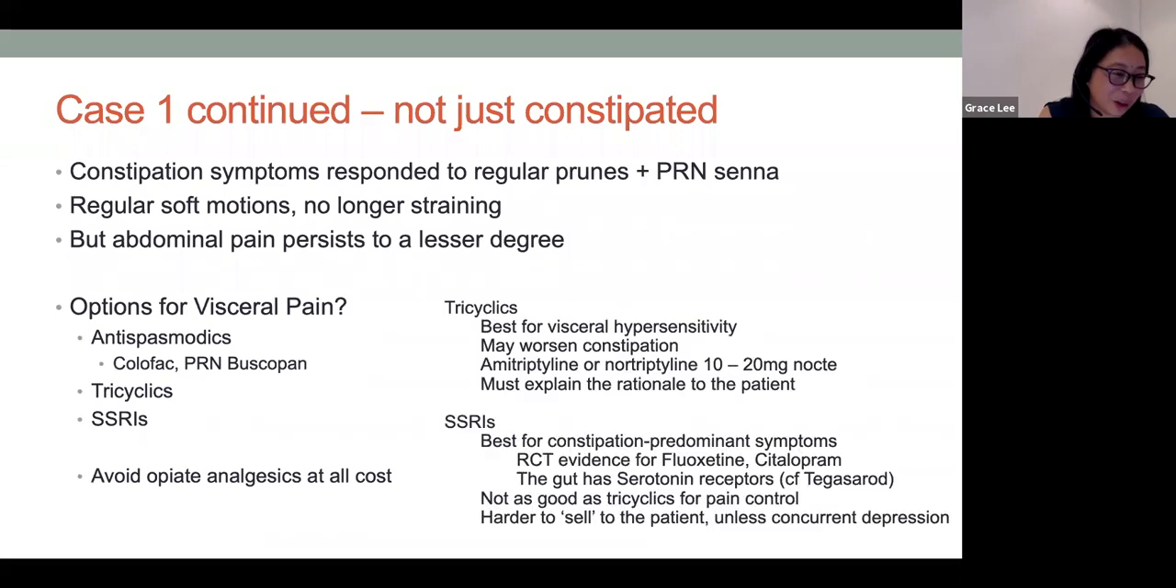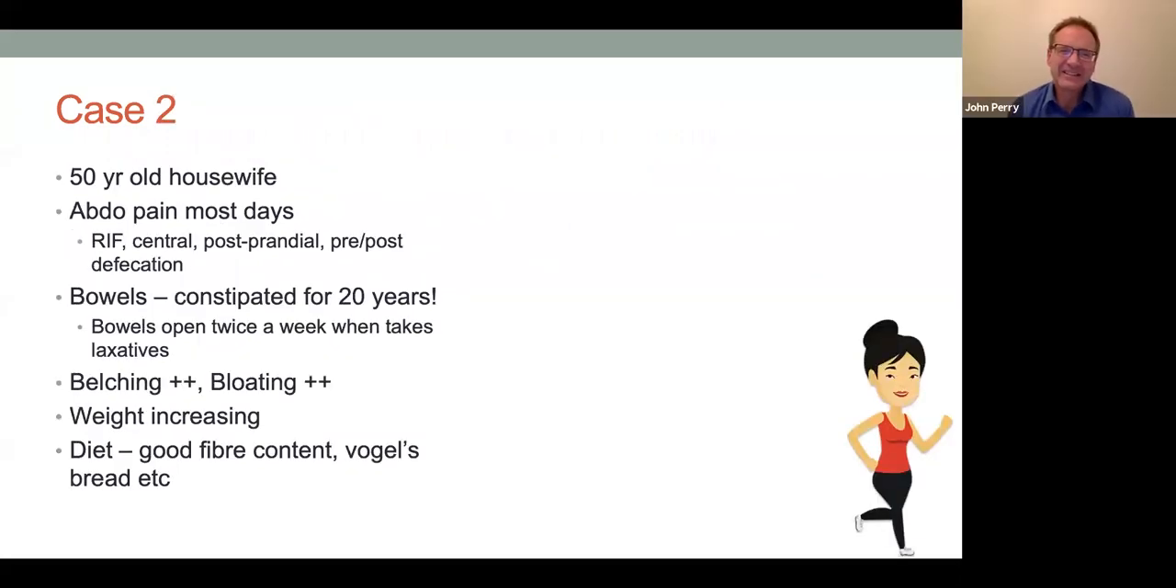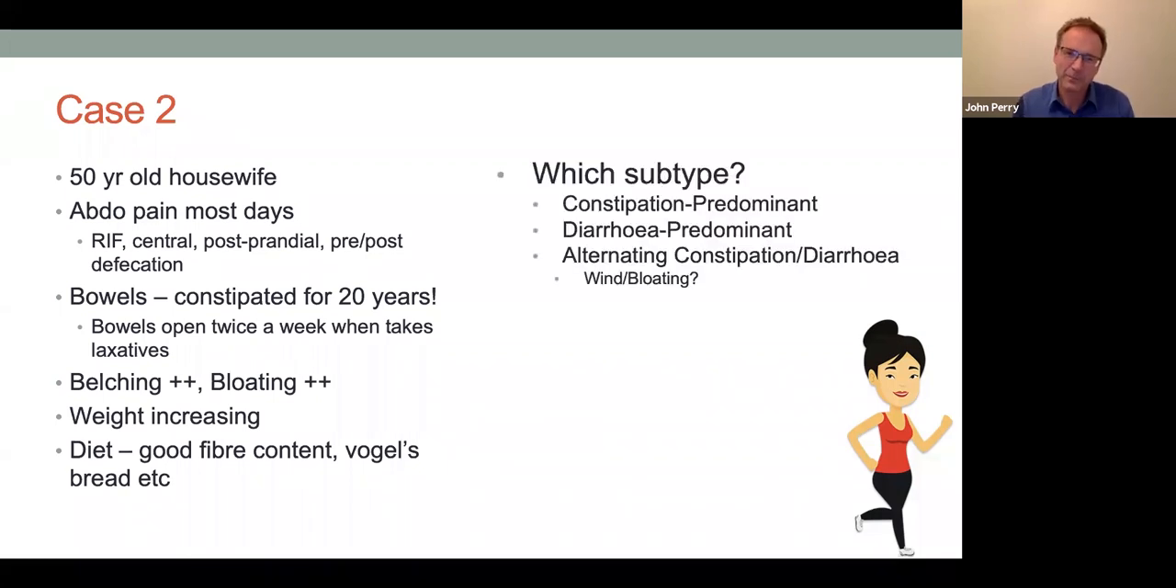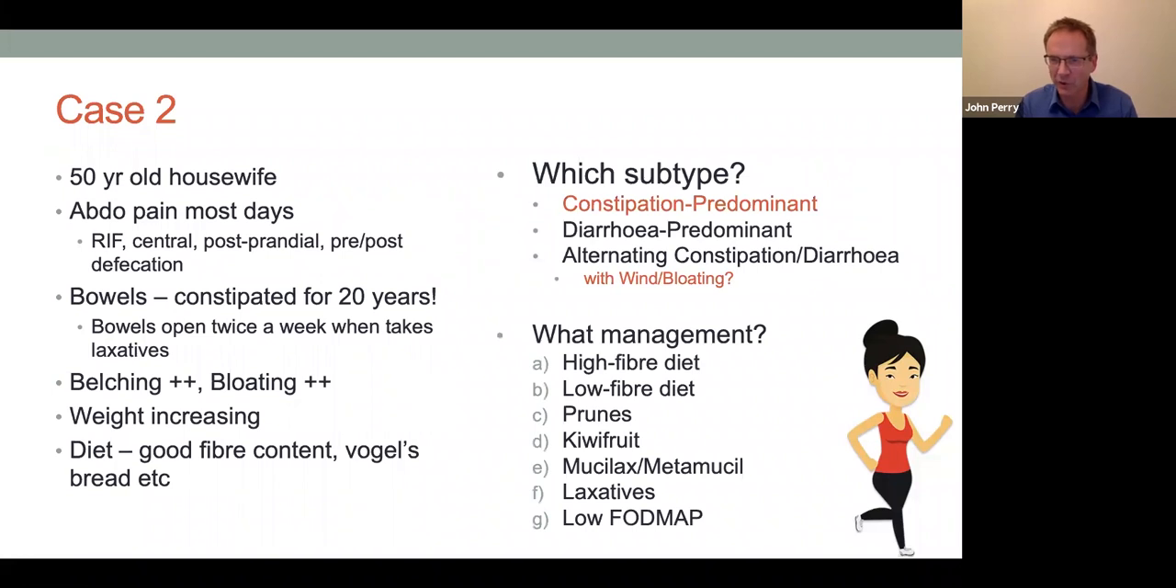Cool. So the next case is having abdominal pain most days, down in the right iliac fossa, central, postprandial, pre and post defecation. Has been constipated for 20 years. The bowels open twice per week. When she takes laxatives, she gets belching, bloating, her weight's increasing. She has an excellent dietary fibre content, and still she's miserable. So again, we've got a constipated patient, but this one's got wind and bloating.